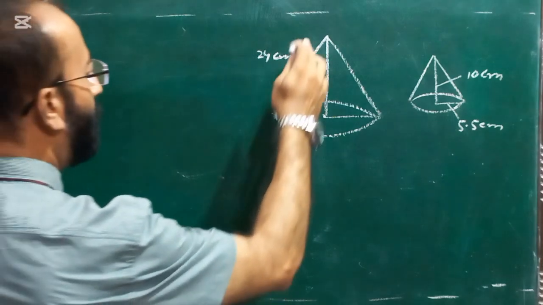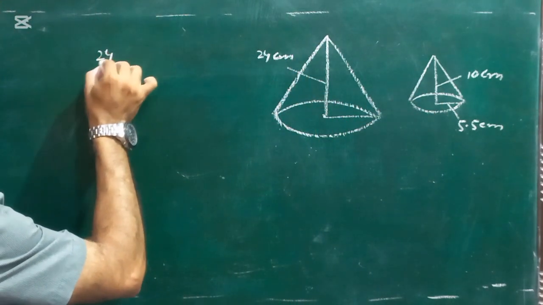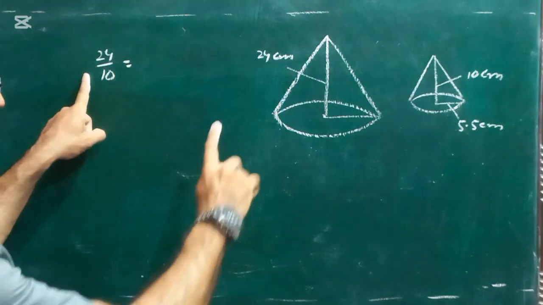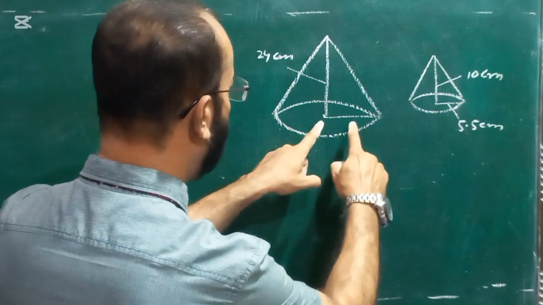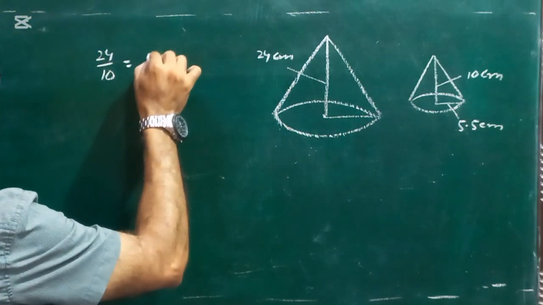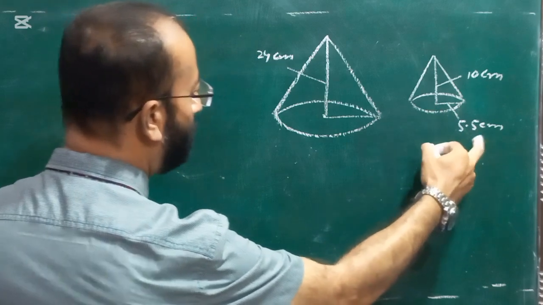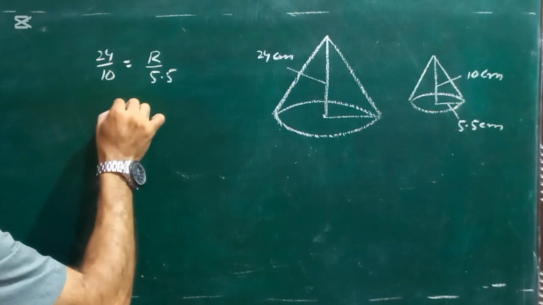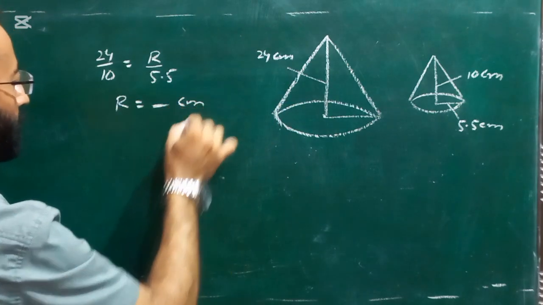So look now, we are moving from bigger to smaller, that is 24/10. So we have adopted a pattern that is from bigger to smaller. So it means we have to move again from bigger to smaller. So the radius is missing. So look now, for example, the radius of the bigger cone is capital R and of the smaller one is 5.5 given. So just from here cross multiply the values, you will get the answer that will be in centimeter.